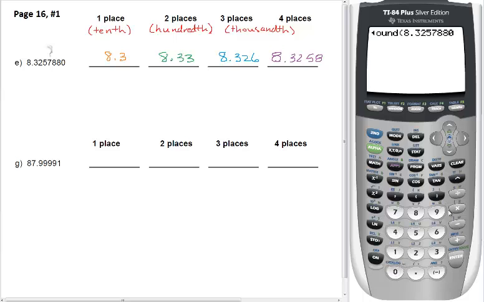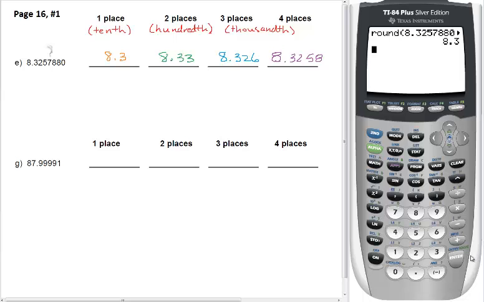8.3257880. Then you have to tell the calculator how many places you want it rounded. So you use a comma. See the comma above the 7. Very common feature in this calculator. Hit the comma button, then put in the number of decimal places, which in this first one is 1 decimal place. And it does it for you. 8.3.